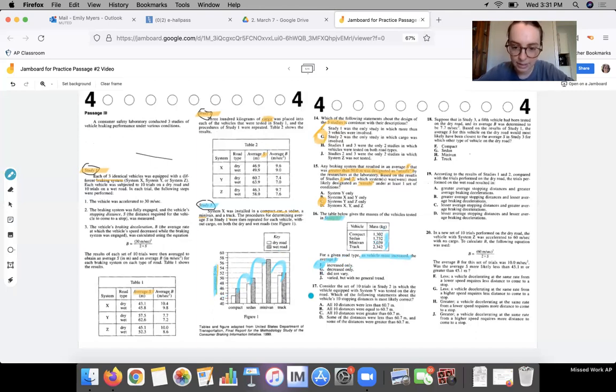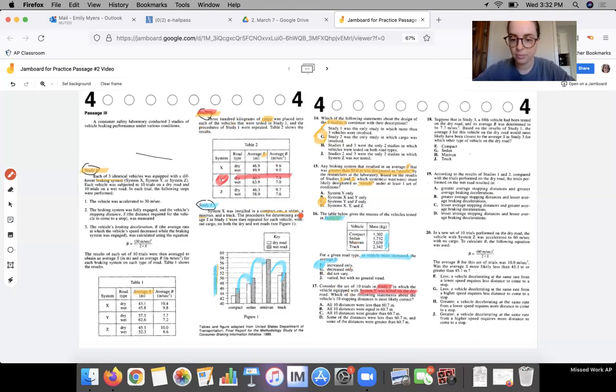All right, 17. Let's choose a different color. Red. Okay. 17. Consider the set of 10 trials in study 2. So I'm focusing on study 2, just this section here, nothing else, in which the vehicle equipped with system Y was tested on dry. So I'm looking at Y dry.